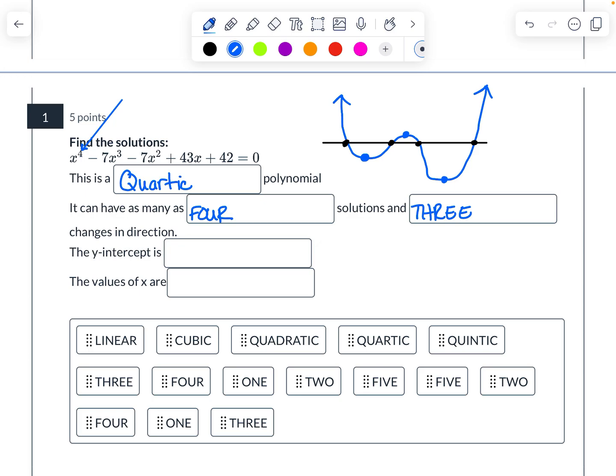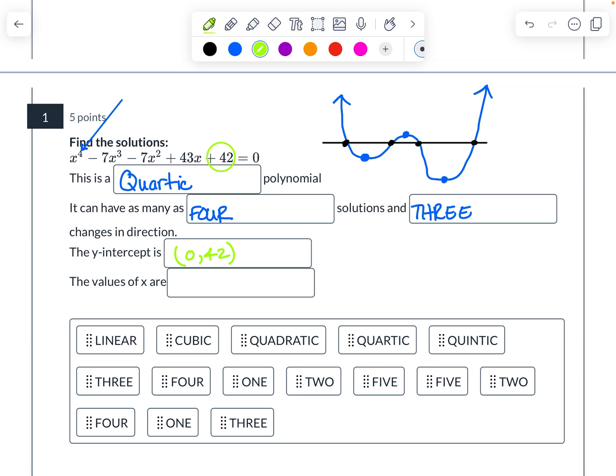Okay? The y-intercept is the constant, or the number at the end, if it's in standard form like it's supposed to be. So this would be 0, 42. And the reason that is because if you filled all the x's in with 0, the answer would come out to be 42. All right, so now we need to find the solutions. Well, we know there should be 4 solutions that we find. We have no idea what they should be. They will be a factor of 42, however. But we're not certain what they would be.